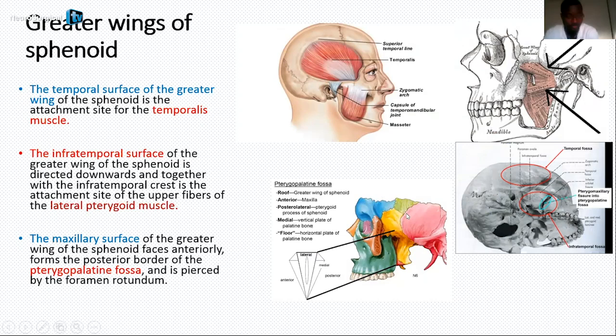And the maxillary surface of the greater wings of the sphenoid faces anteriorly, forms the posterior border of the pterygopalatine fossa, and is pierced by the foramen rotundum. Like you can see here, all this here, it is the pterygopalatine fossa. It is here, all this. You have here the greater wings of sphenoid, the maxillary.